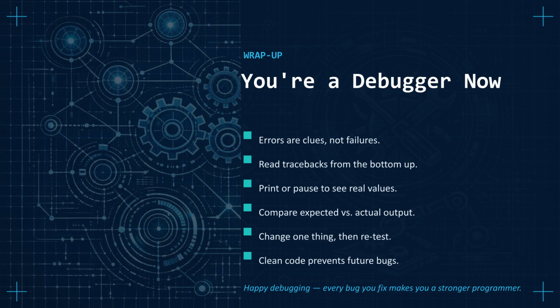That's a wrap. Remember, errors are clues, not failures. Read tracebacks from the bottom up, print or pause to see real values, compare expected versus actual output, and change one thing at a time. Clean code prevents future bugs. Happy debugging, because every bug you fix makes you a stronger programmer.